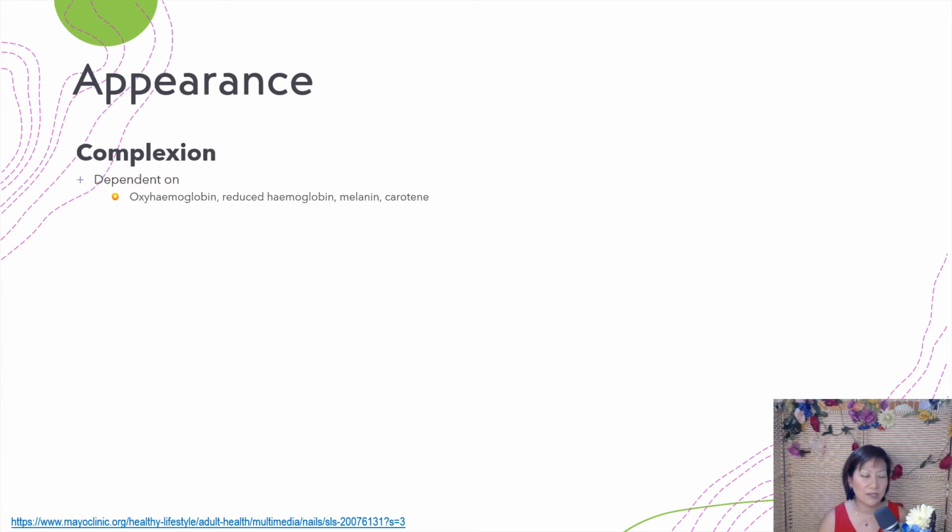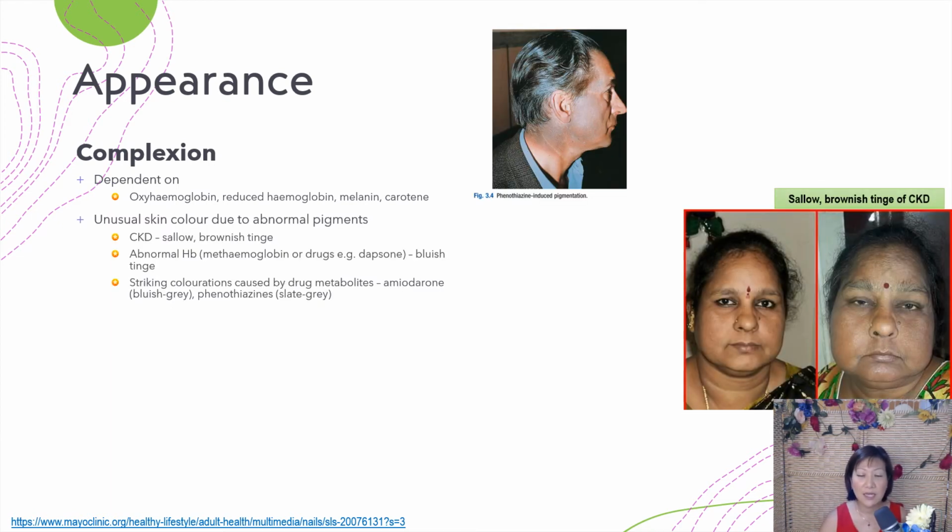So complexion can be dependent on oxyhemoglobinemia, when there's reduced hemoglobin, or excessive melanin, and keratin can also cause yellowish complexions. These are pictures of people, for example, the gentleman over there, which is a phenothiazine-induced pigmentation, a grayish, slate gray type of complexion. And the lady on the right-hand side is presenting to you the brownish tinge of a CKD type patient. I'm sure you've seen quite a few dialysis patients that look like that, and you know what I mean.